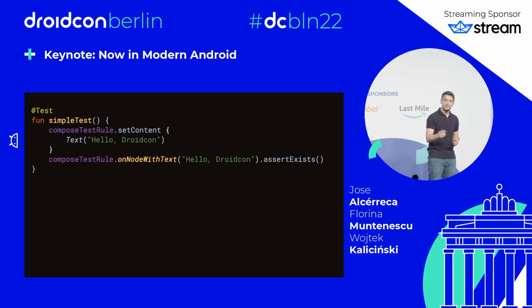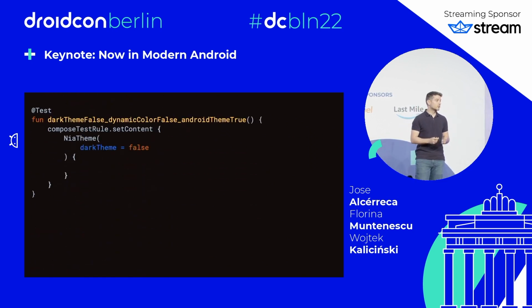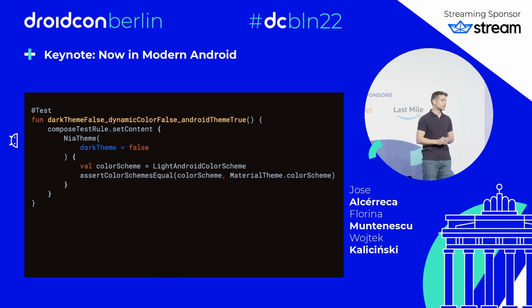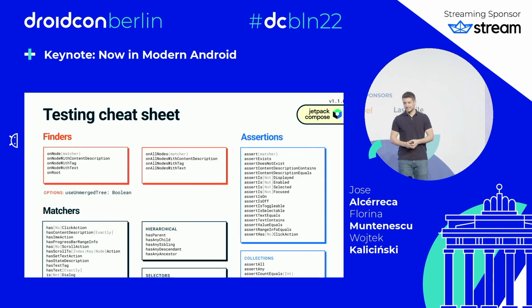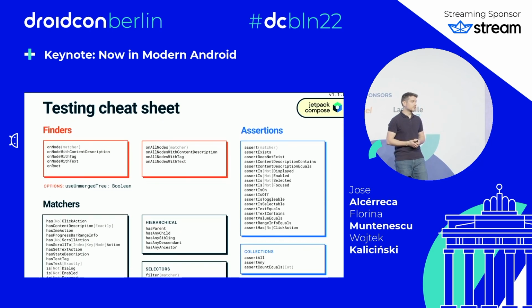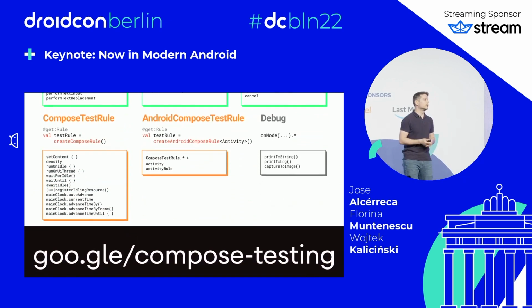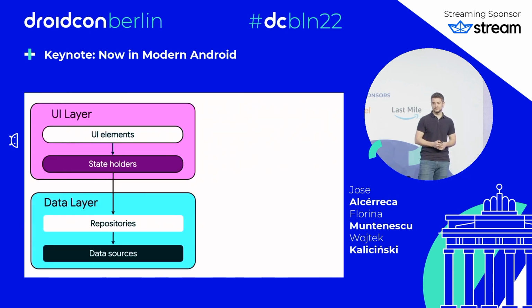That lets you focus on a very, very small composable. And you can forget about starting activities or creating complicated dependency graphs. You can create super focused behavior tests like this one, or you can even run simple checks inside a composable. In here, the Now in Android theme is tested to verify the color scheme when dark theme is false. How would you even do this with views? So the testing cheat sheet is a good summary of all the available APIs. And if you want to start right away, you should check out our codelab and the documentation at Google Compose Testing.